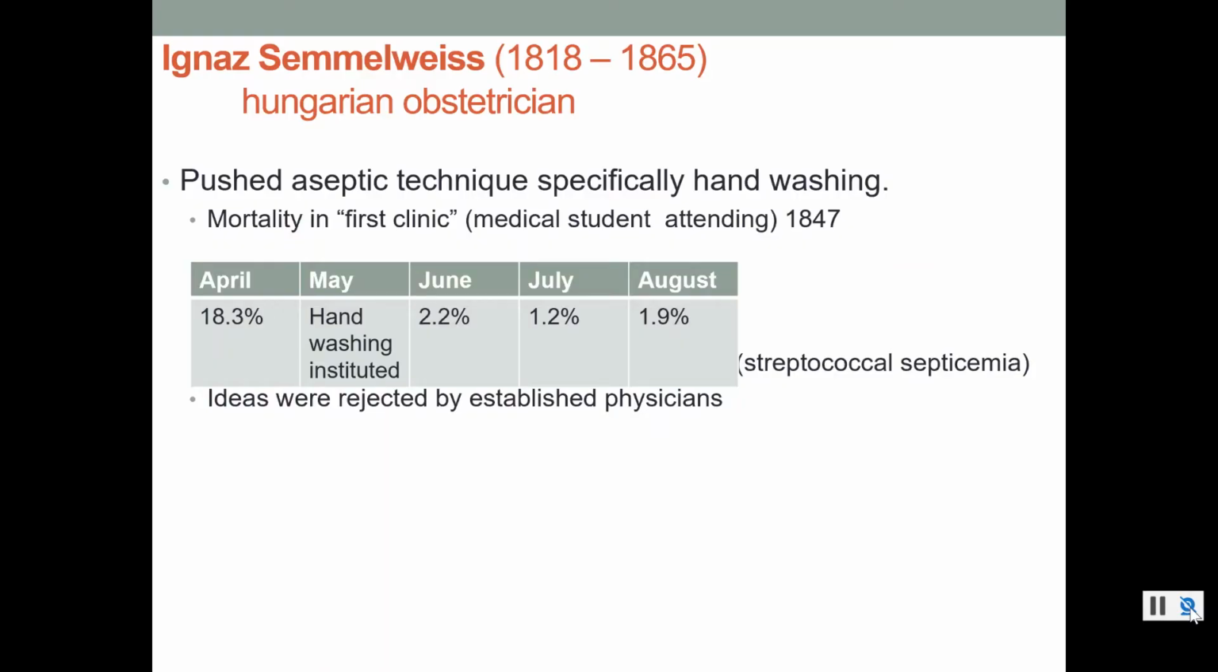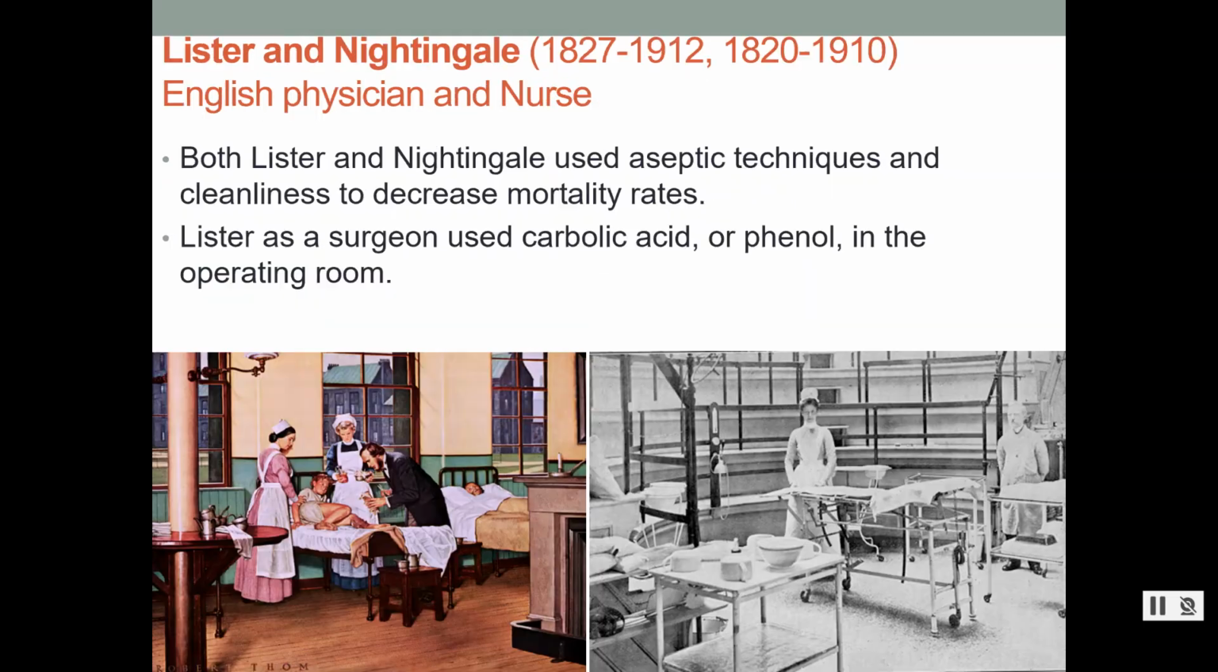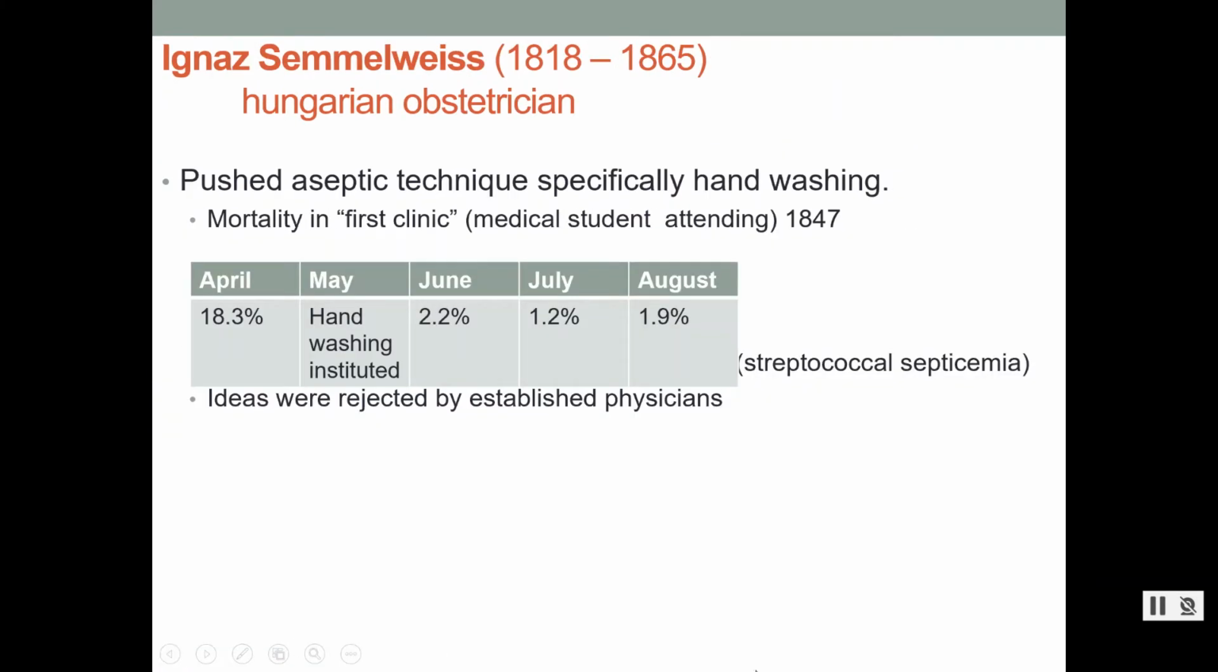So he took some good records and instituted this procedure. In April, the fatality rate with the medical student side was 18.3%. He instituted this procedure of hand washing, and in June, the fatality rate from the medical student side was 2.2%, which, if you remember, was very close to where the midwives were. July was even better, 1.2%. August, 1.9%. So this made a huge difference. He followed it, he looked at it, and they were doing better.